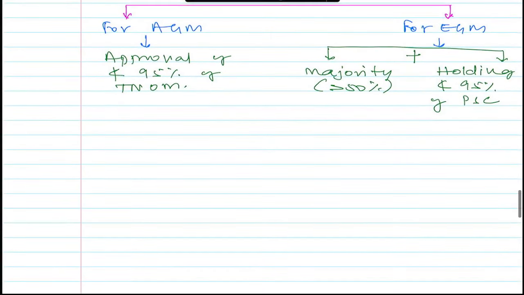Okay, that's all. With this we completed section number 101, notice of a general meeting. Everyone understood the concept clearly? Summarize everything.